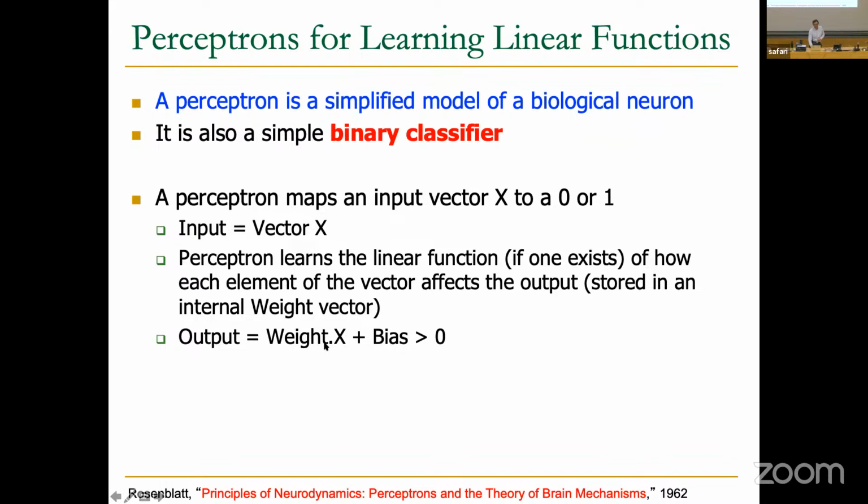Basically, you have an output, and the value is calculated as weight multiplied by x. You have a weight vector multiplied by a vector x, so it's a dot product. And then you add a bias that you can also learn. And if this is greater than 0, output is 1, otherwise the output is 0.